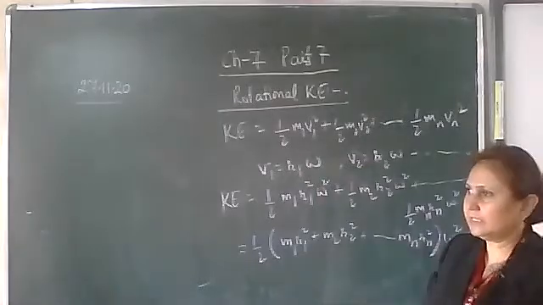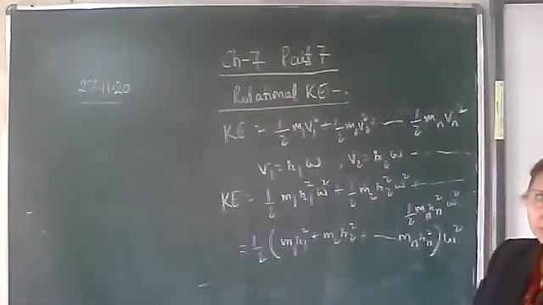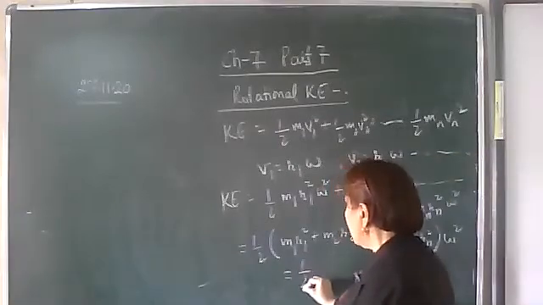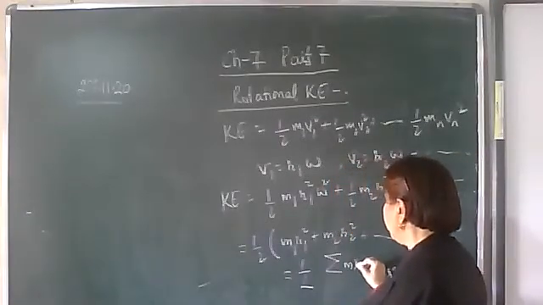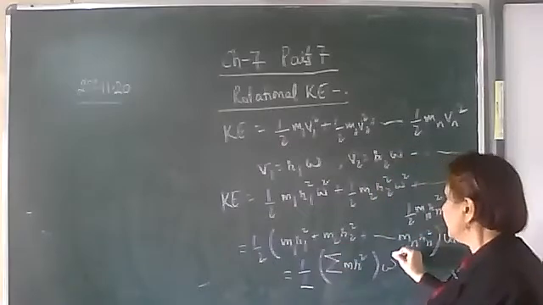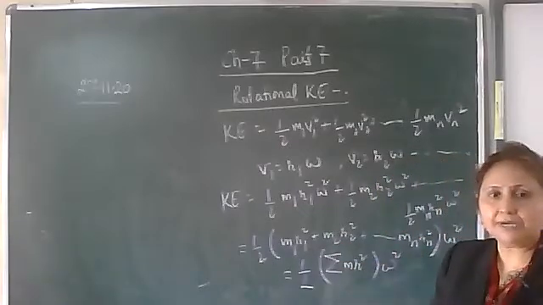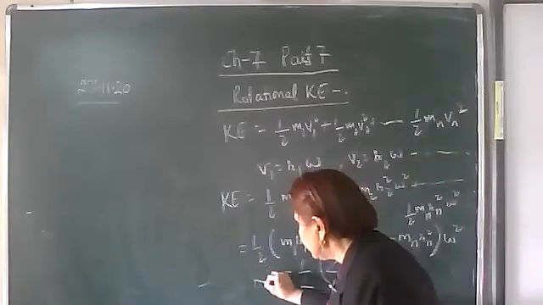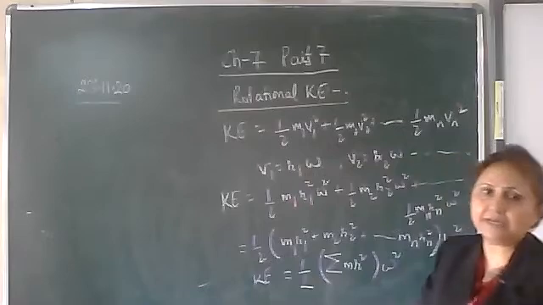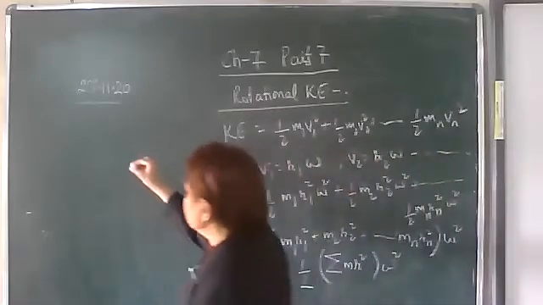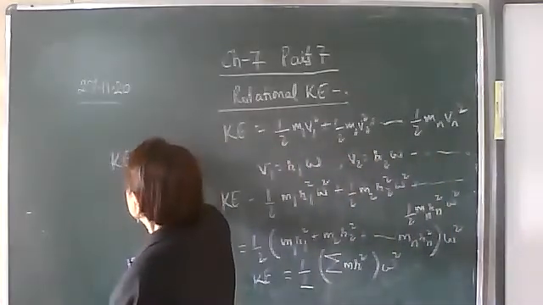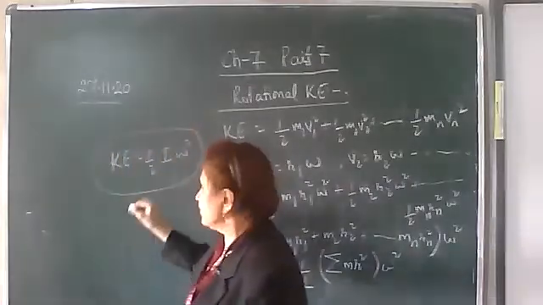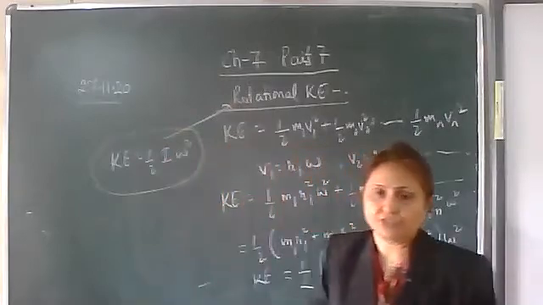What is the bracket term? The bracket term is summation of mr square: m1 r1 square plus m2 r2 square. So this is half summation of mr square into omega square. Now what is this summation of mr square? This we know is equal to the moment of inertia. Hence, this kinetic energy is the rotational kinetic energy, and it is given by half I into omega square.